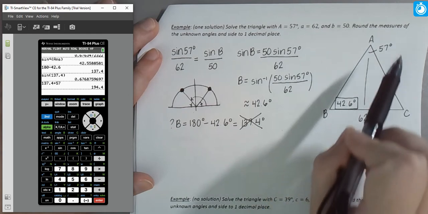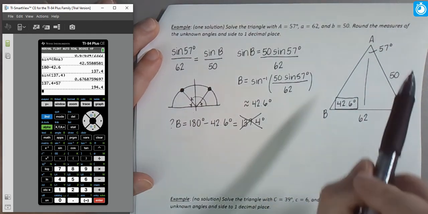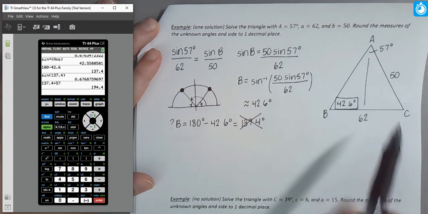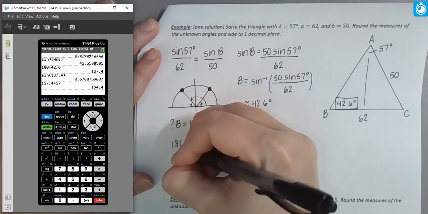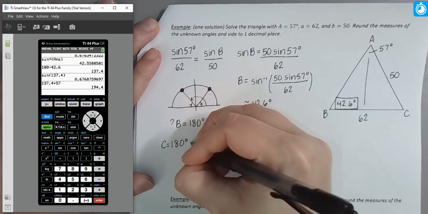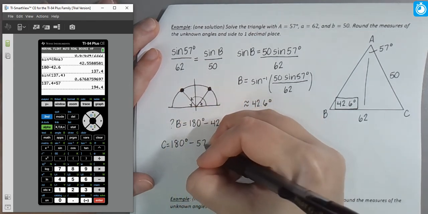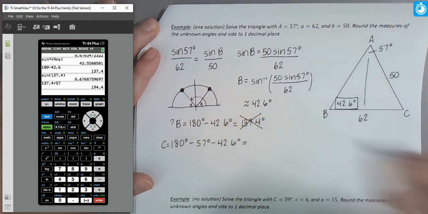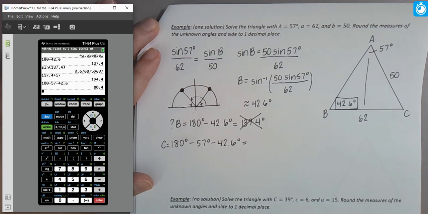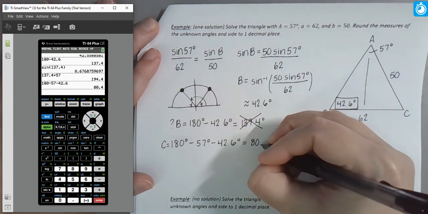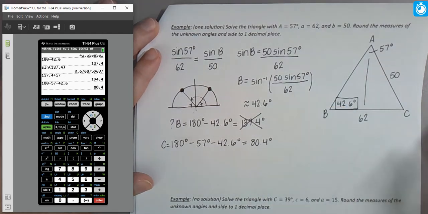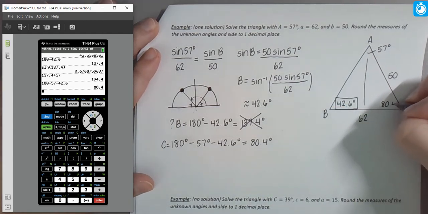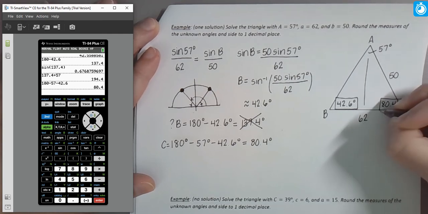Now once we have that, we now have enough information to solve for angle C. So we have a given angle, we have the angle we just found, we can solve for C with that 180 degree relationship. So C is equal to 180 degrees minus the 57 degrees that we were given, minus 42.6 degrees, what we just found for B. So 180 minus 57 minus 42.6. And that's going to give us 80.4 degrees. So angle C has a measure of 80.4 degrees.